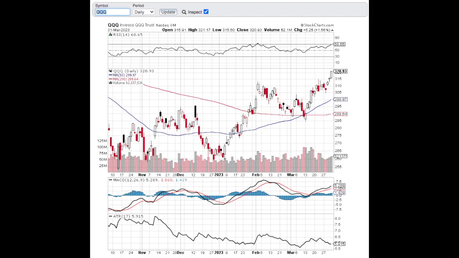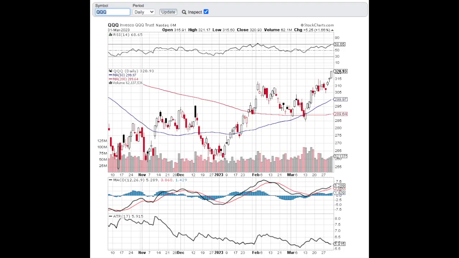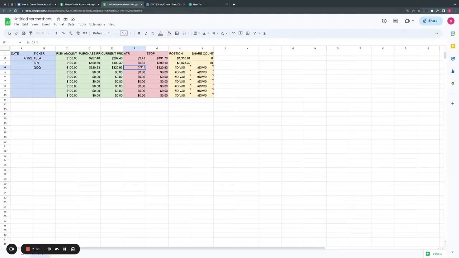So now I'll take a quick look at the QQQ. It looks like the close is 320.93. And then the ATR is 5.915. That gives us 10 shares. We'd have a position of about $3,200, and we can see that the stop would be at about $311 currently. So this is the really easy way to understand how to make a trade journal if you're going to use volatility-based position sizing.